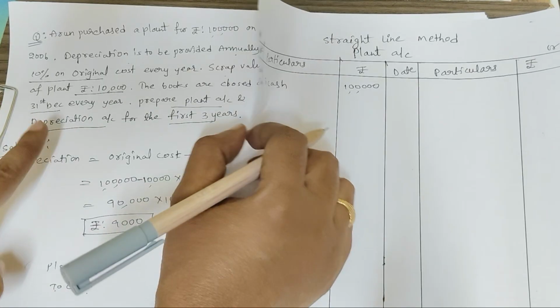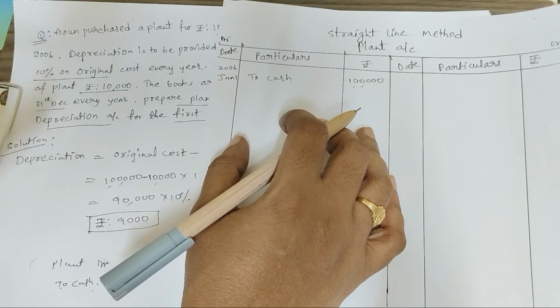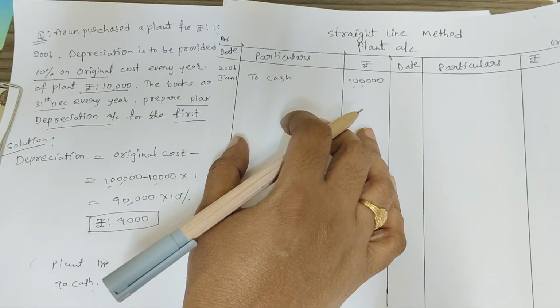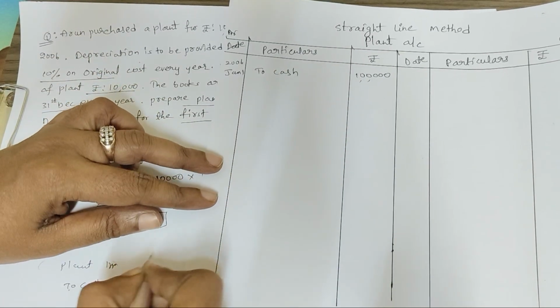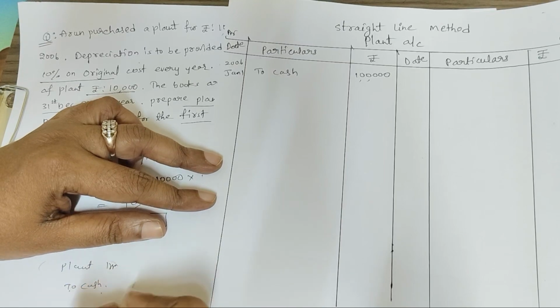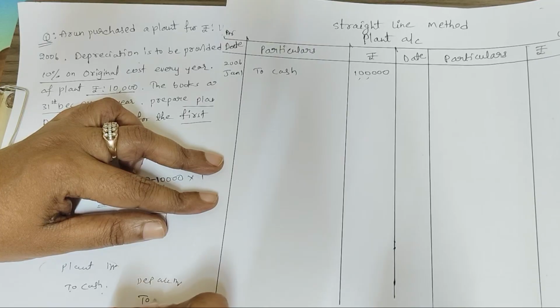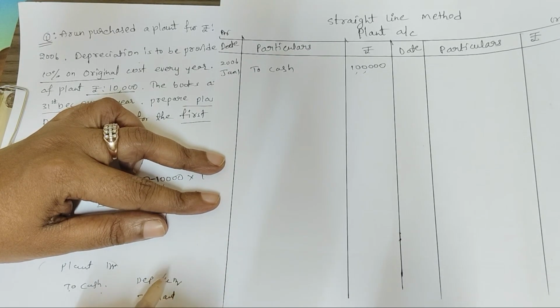Remember it. Okay. And so when you are providing depreciation, what is the entry? Depreciation means decrease in the value of the asset. So when an asset is decreased, that should be credit. And depreciation is a loss. All expenses and losses are debit. So when you are having depreciation on an asset, the entry will be depreciation account debit to asset account. Here the asset is plant, so plant account. Okay. So here we are preparing the plant account. It is on the credit side.